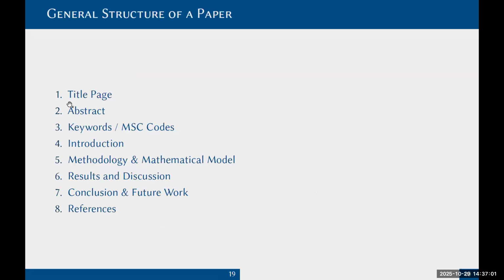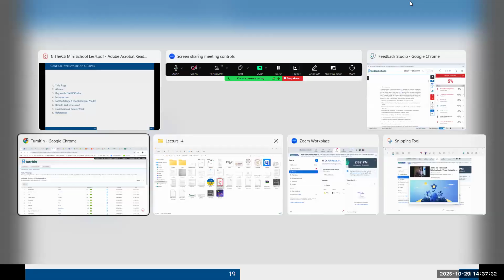Structure of the article. This is how the structure of the article should be. The first thing should be the title page. The second thing should be the abstract, and then keywords. Then you have to write the introduction, and then the methodology and mathematical model, and then the results and discussions, and then the conclusions and future work and references.